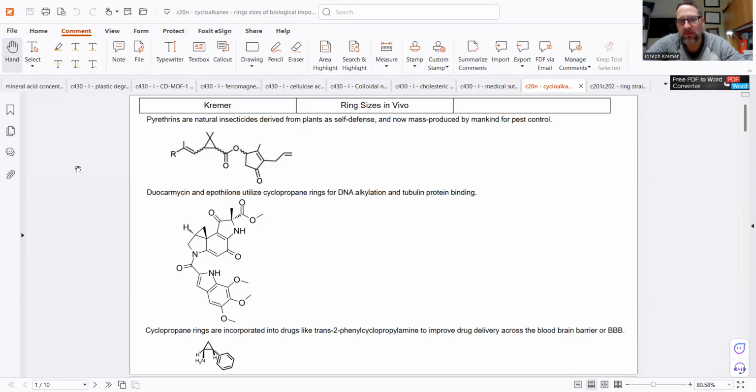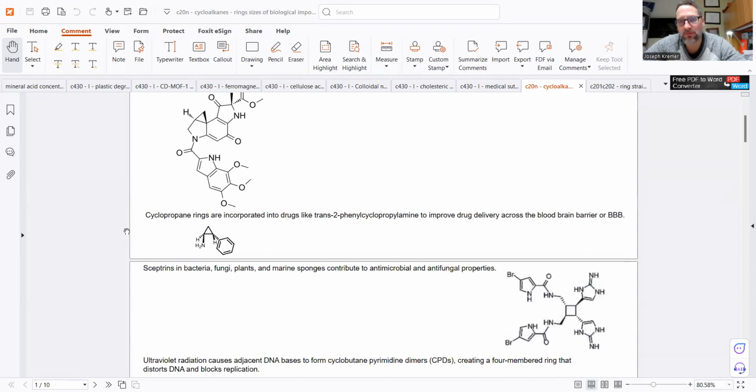These are insecticides produced by nature. So good they are that mankind has started to mass produce them in factories. So these are other instances of three-membered rings exist. And here are some four-membered rings.